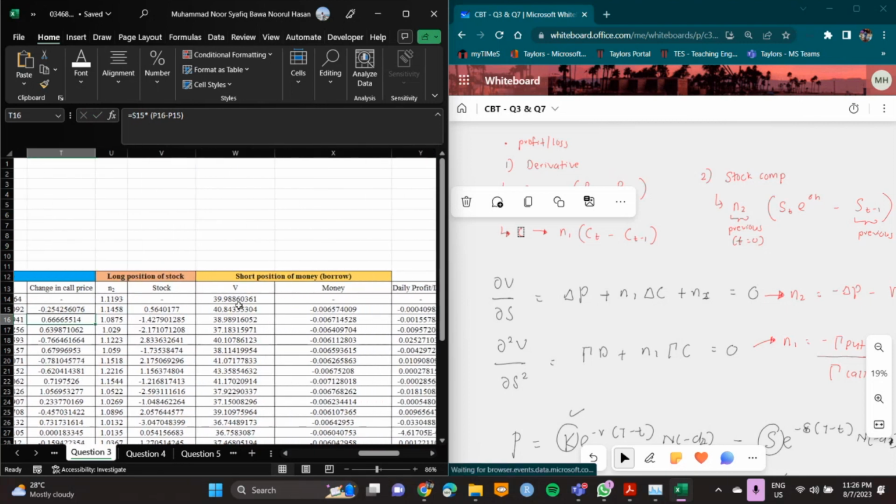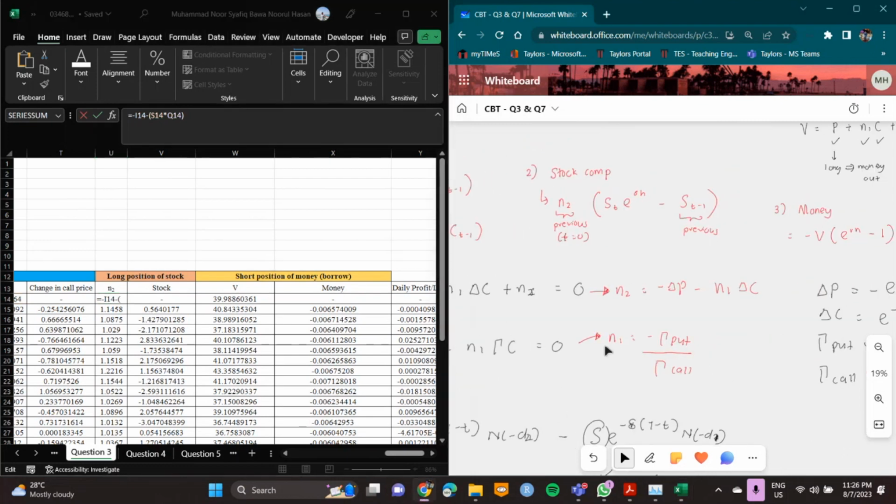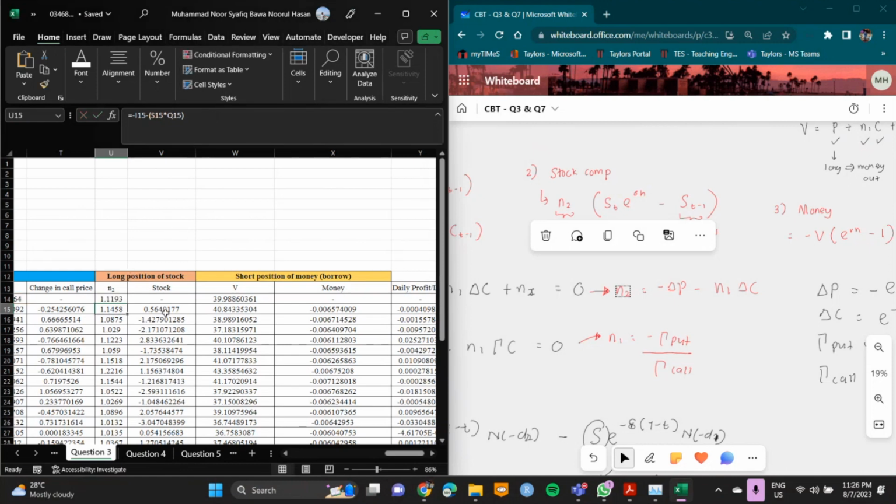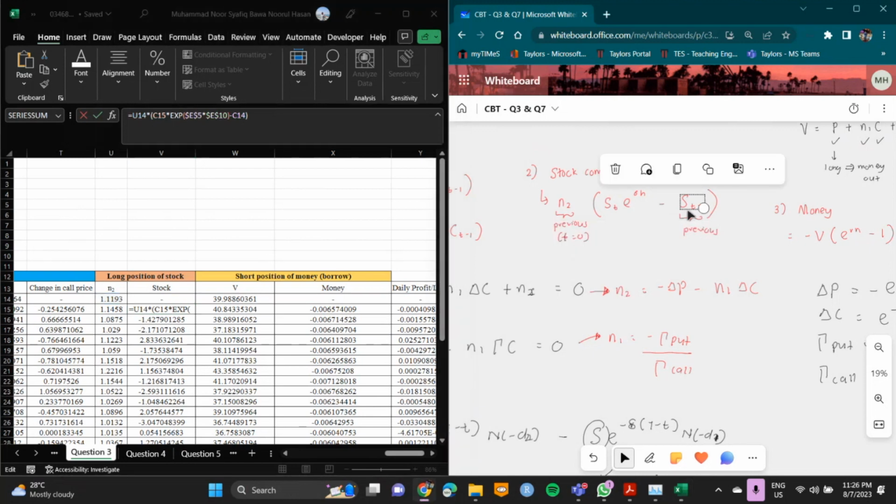And then moving on to the stock, of course, we find the value of N2. Once we get the value of N1 and the delta call and delta put, we can find the value of N2 in this case. So this is our N1 and N2 formulas, and we just apply it in Excel. We drag, and for the stock component, these are our values. We can refer to number 2 here.